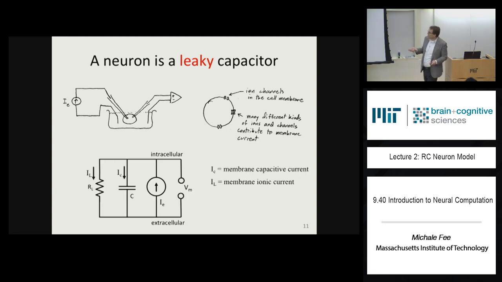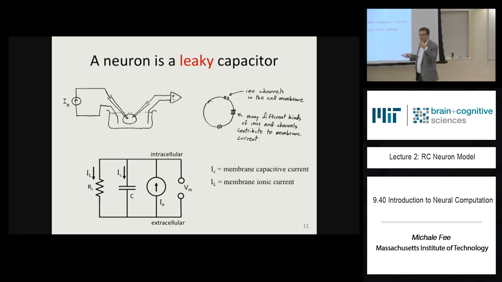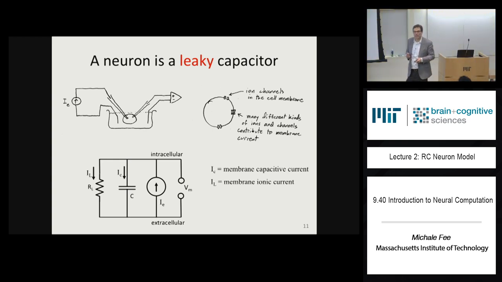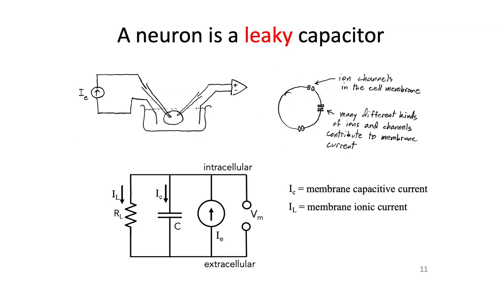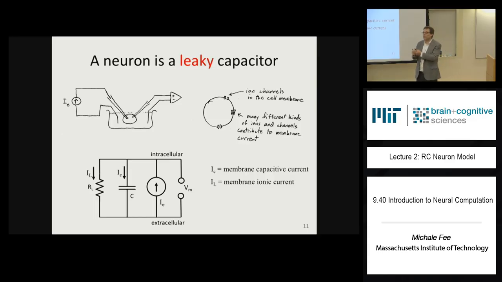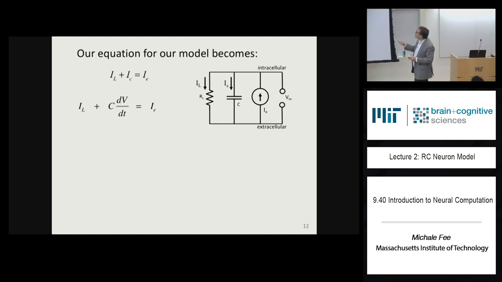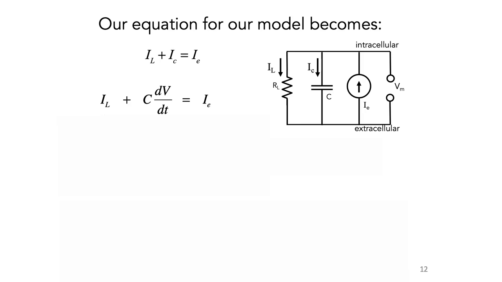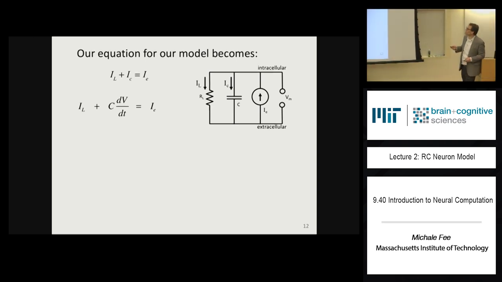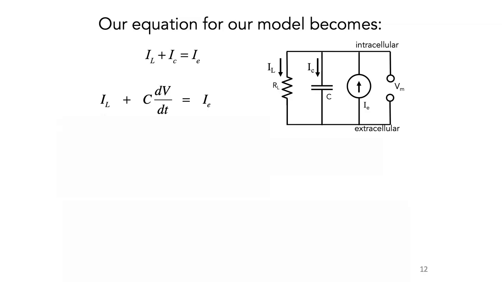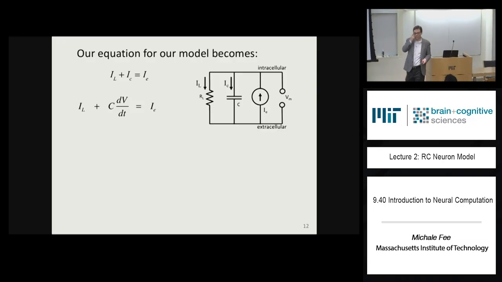What we're going to find is that the ion channel, a leak conductance, can be represented in our model simply by a resistor. We're going to have our membrane capacitive current, and a membrane ionic current that's due to ions flowing through ion channels in the membrane. That current, through what we're going to call our leak resistance, will be our leak current. Now, Kirchhoff's current law tells us what? That the leak current plus the capacitive current has to equal the injected current. Right?